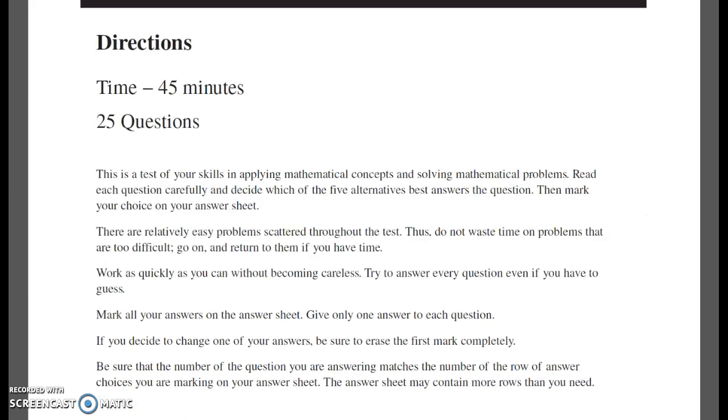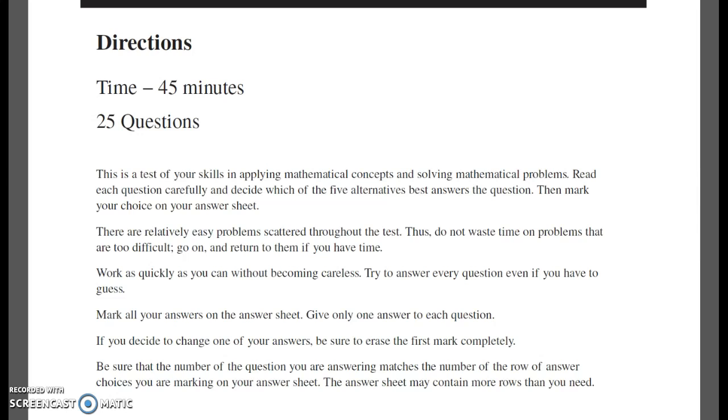And the directions for this practice test are that you should take about 45 minutes to answer the 25 questions. This says this is a test of your skills in applying mathematical concepts and solving mathematical problems. Read each question carefully and decide which of the 5 alternatives best answers the question, then mark your choice on your answer sheet.